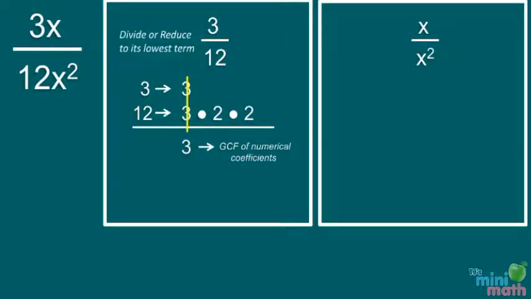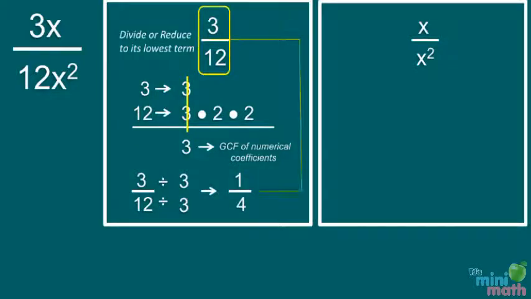Now, to reduce a fraction into its lowest term, we are going to divide the numerator and the denominator by the GCF. So that is 3 divided by 3 and 12 divided by 3. We'll get 1/4. Therefore, the lowest term of 3 over 12 is 1/4.